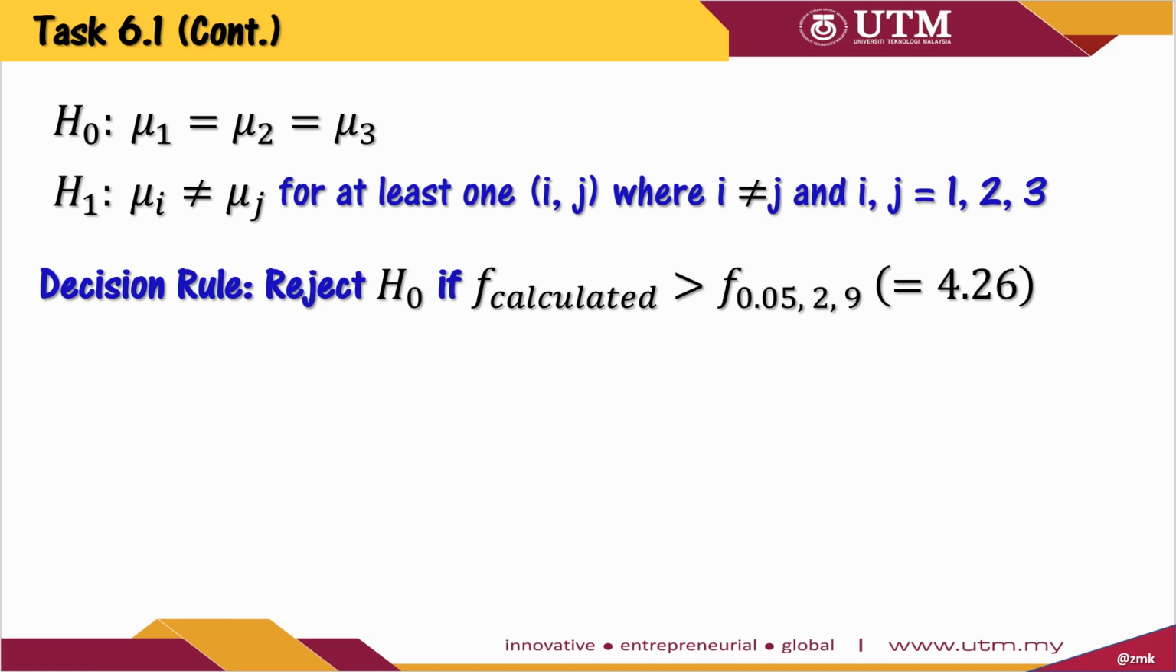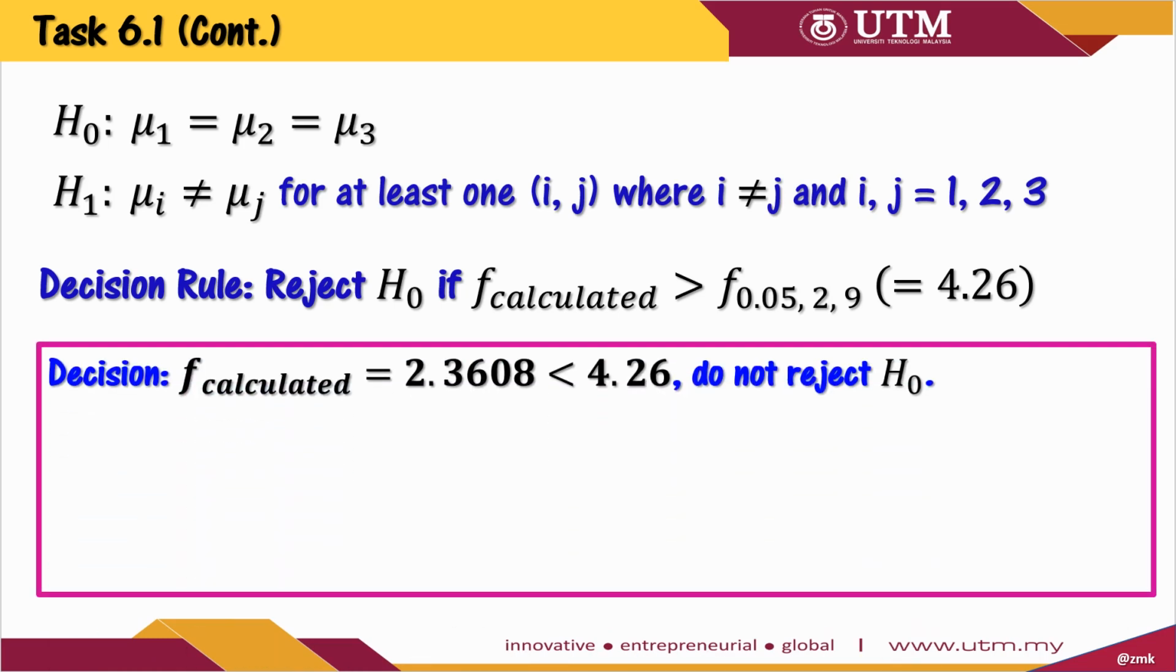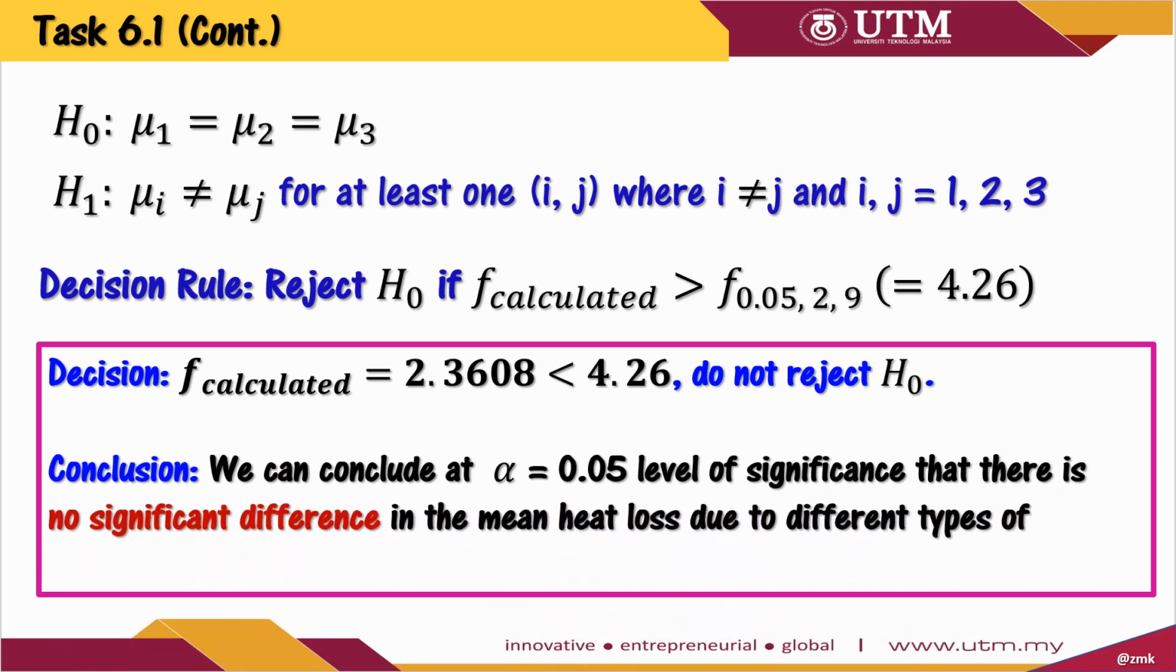By comparing the value of calculated F ratio with the critical value, we can see that the F ratio is obviously smaller than the critical value. Therefore, you can decide not to reject the null hypothesis and conclude at alpha equal to 0.05 level of significance that there is no significant difference in the mean heat loss due to different types of thermal paints.